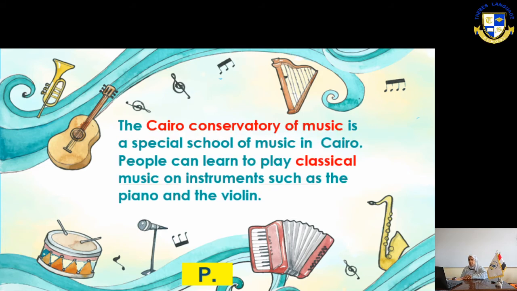Page 95 still, we are going to talk about the Cairo Conservatory of Music. It's a special school of music in Cairo. People can learn to play classical music on instruments such as the piano and the violin. It's like an institute, a special school for music. People go there to learn to play classical music on different instruments.